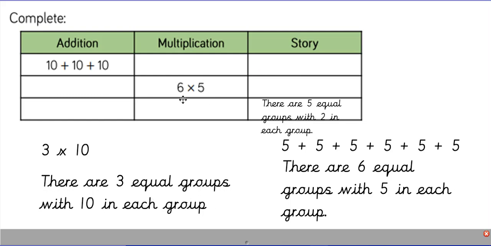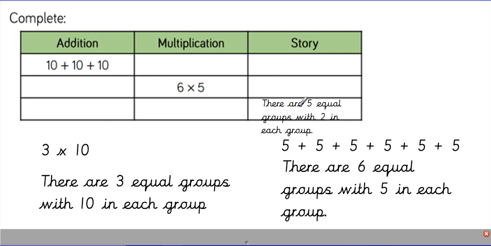For the second one you've got 6 multiplied by 5. Okay, so your addition would be 5 add 5 add 5 add 5 add 5 add 5 because you've got 6 groups of the number 5. So group 1, 2, 3, 4, 5, 6. And your story would be there are 6 equal groups with 5 in each group. Well done if you got that one correct.